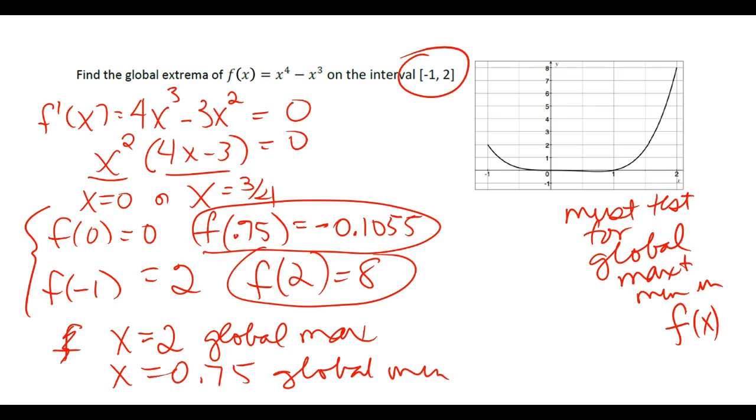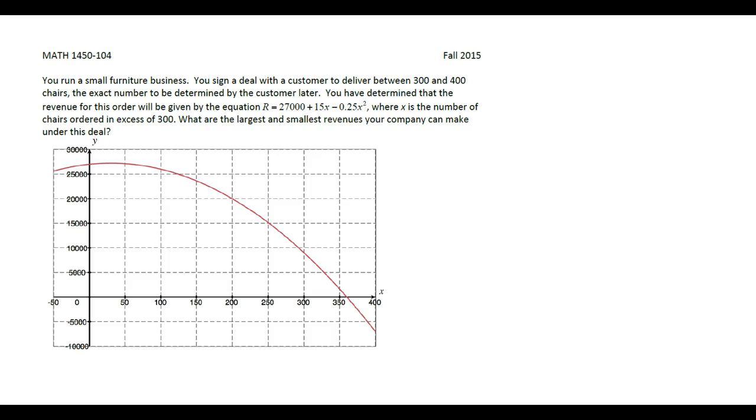It'll be a little different in a bit, but let's do another example. Here, we run a small furniture business, and you sign a deal with a customer to deliver between 300 and 400 chairs. So guess what? My interval is 300 to 400, isn't it? All right. You have determined that the revenue for this order is given by this equation, where x is the number of chairs ordered in excess of 300.